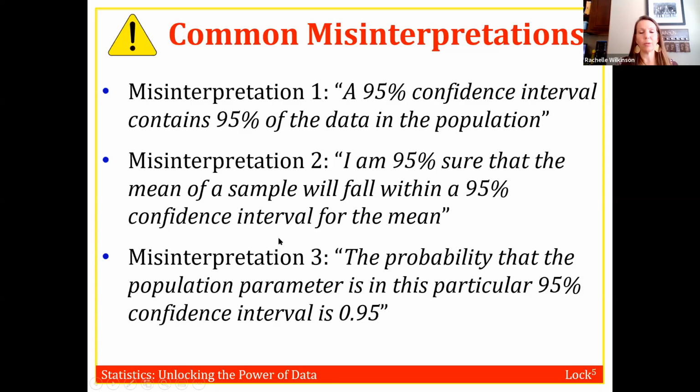And then I bet you can tell what's wrong with this last one, because I've already been on my soapbox a lot about this one today. This misinterpretation says the probability that the population parameter is in this particular 95% confidence interval is 0.95. Again, once we've computed our interval, the probability is either 0 or 1. It can't be 0.95. It either happened or it didn't happen. It's either in there or it's not.